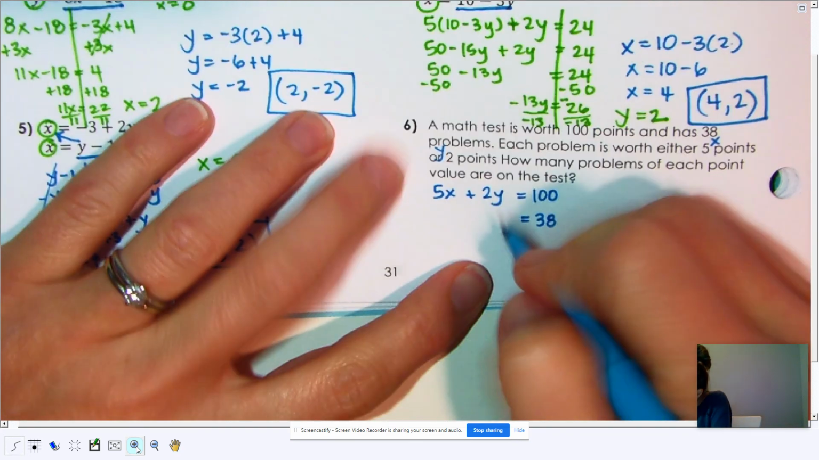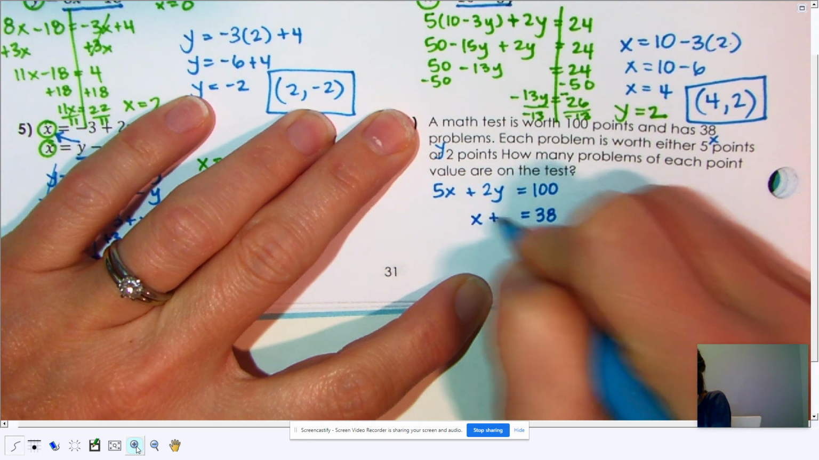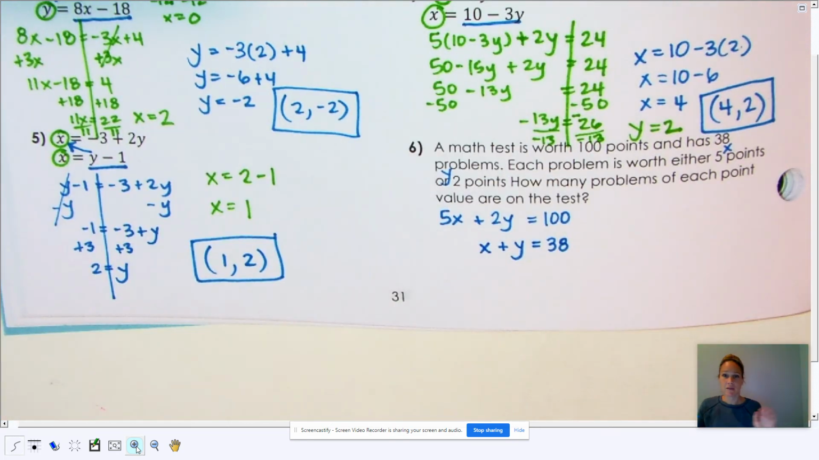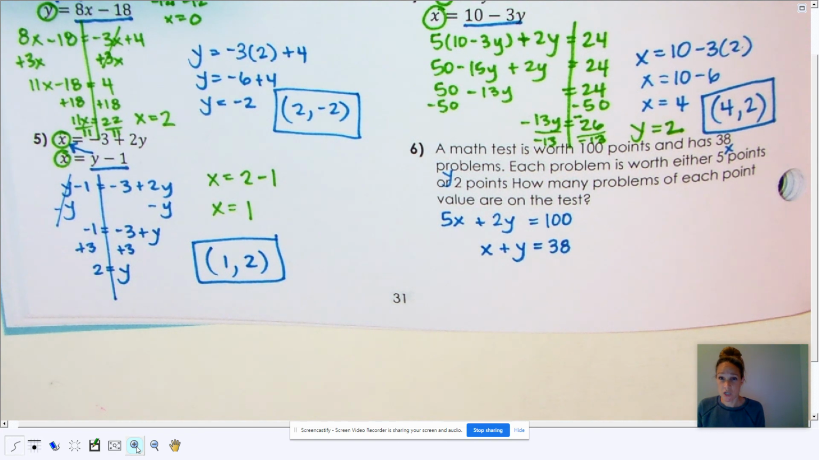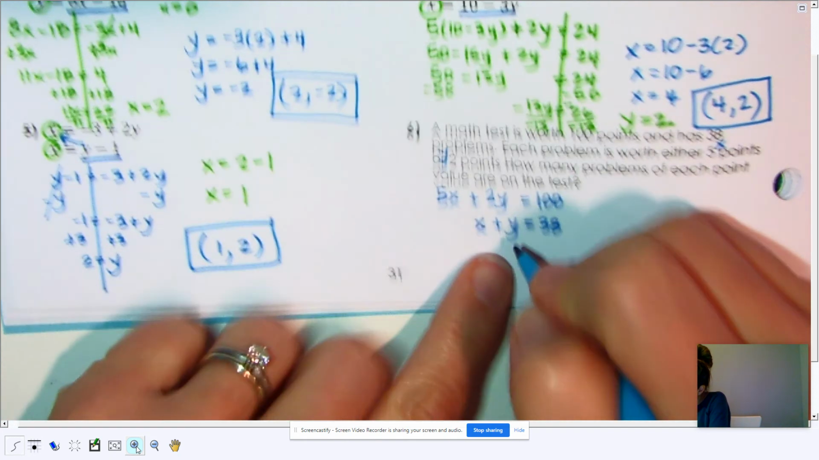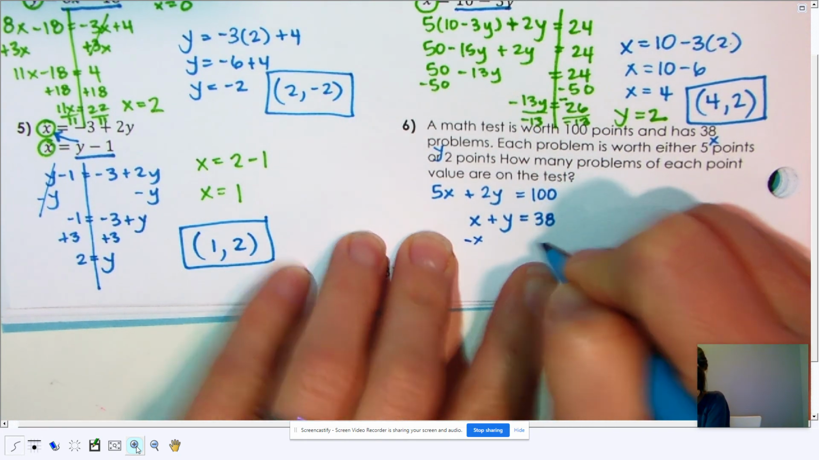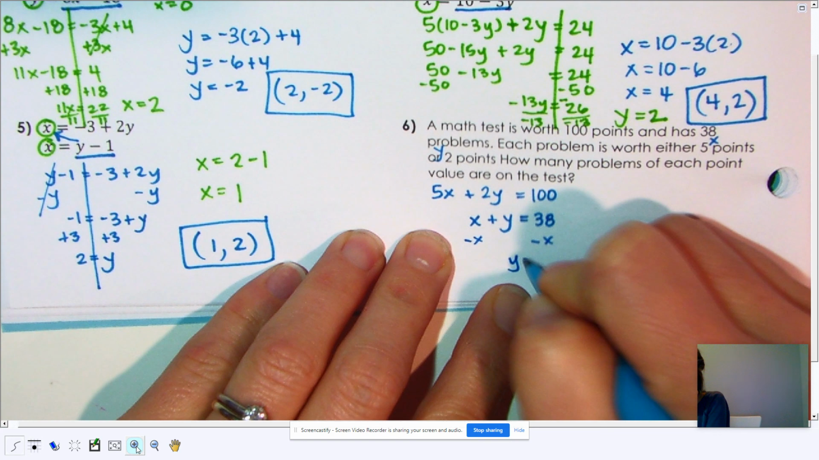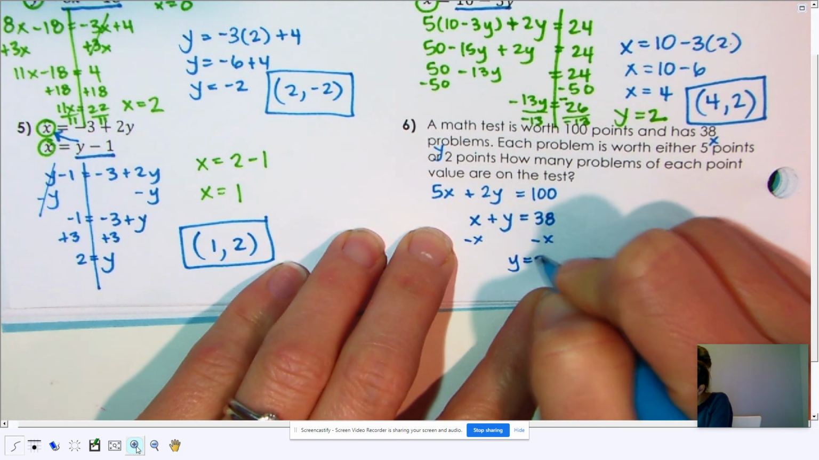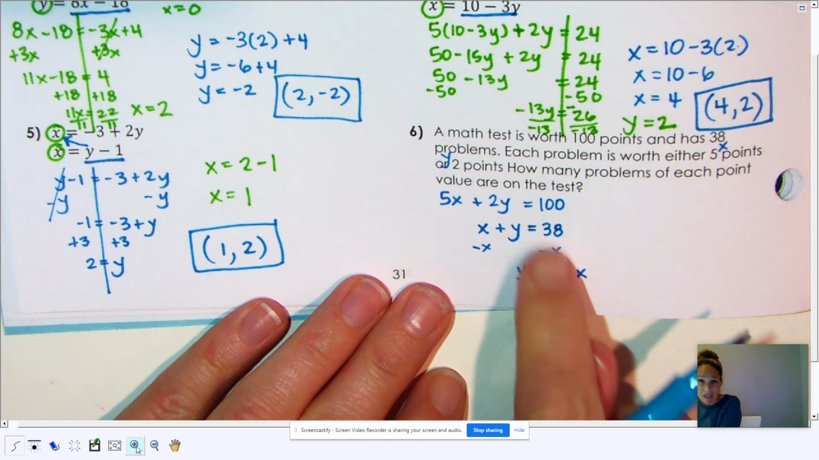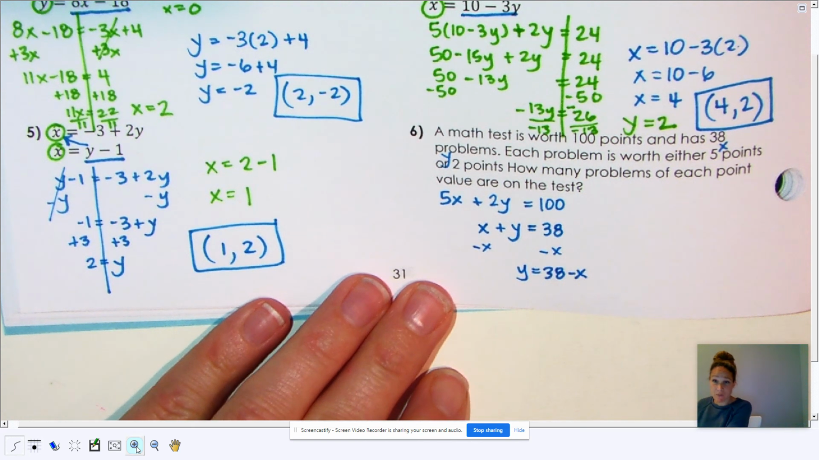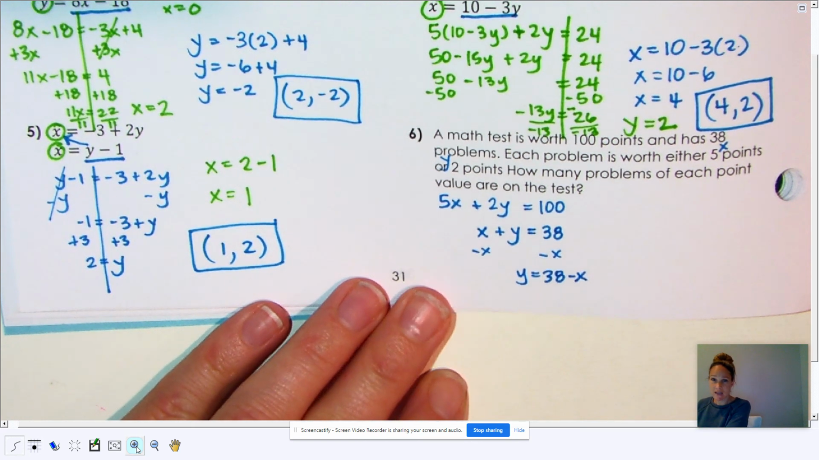So if I said all of the x problems and all of the y problems added together makes 38. Okay, so in order to do this one using substitution, we need to get one of the letters by itself. So let's go ahead and get y by itself. I'm going to subtract x from both sides. So then y is by itself. Remember, you guys, we cannot take a letter away from a number. Those are not like terms. So we just write it 38 minus x.